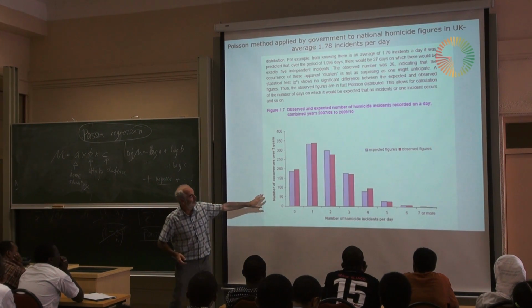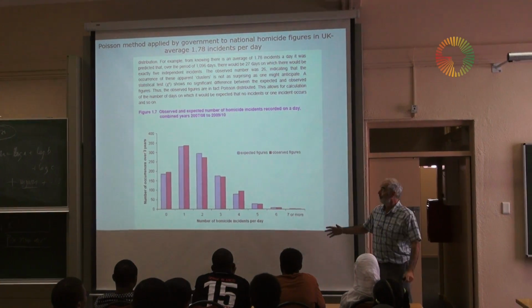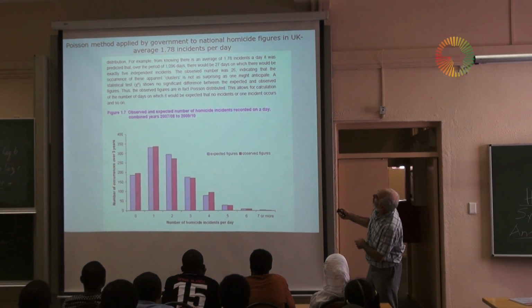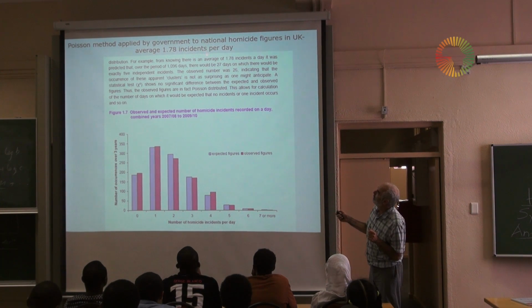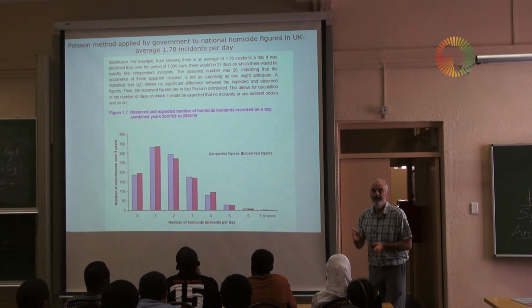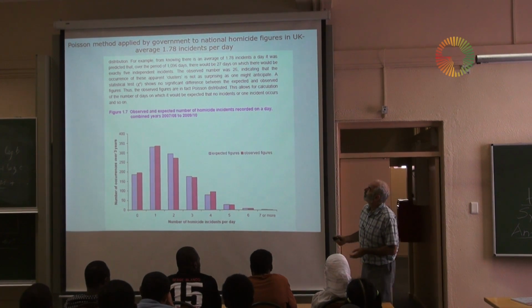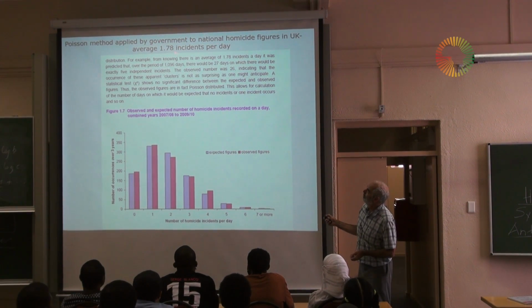So this is the official one now. We did that analysis, but now the UK government does this analysis for the whole country. In the whole of the UK, there are 1.78 homicide incidents per day. And an incident, if 3 people are killed, is only one incident. So there's 1.78 per day in the UK at the moment.